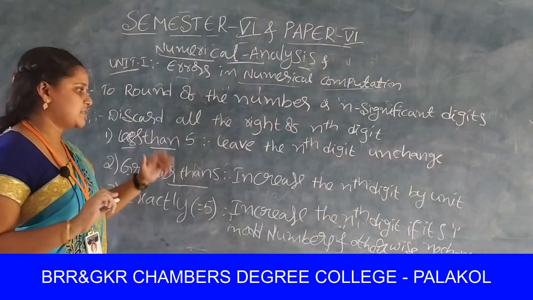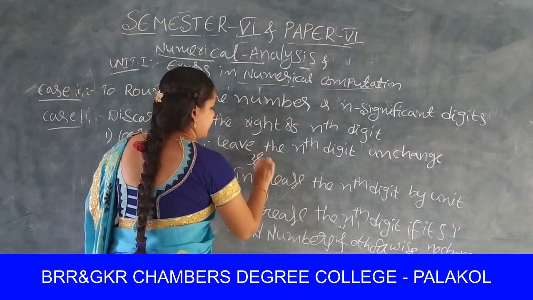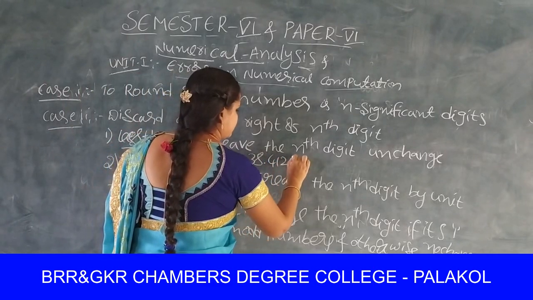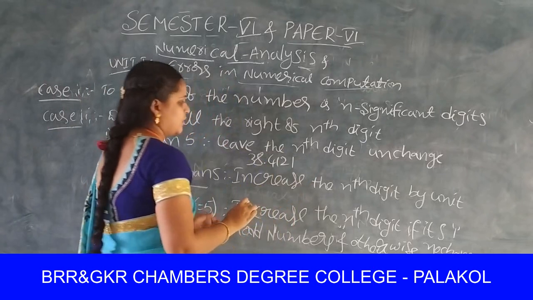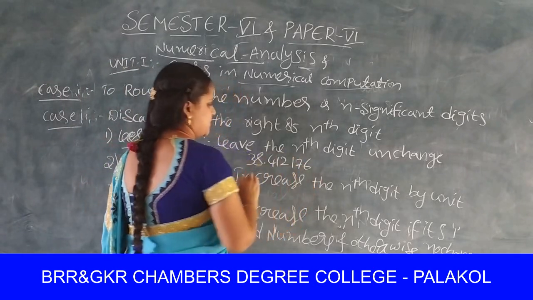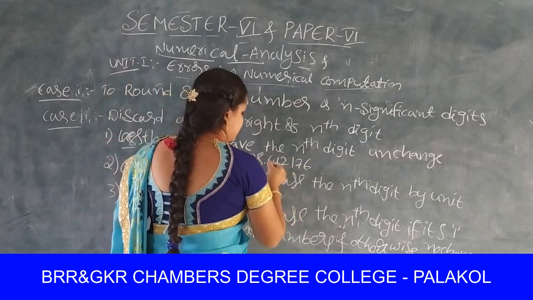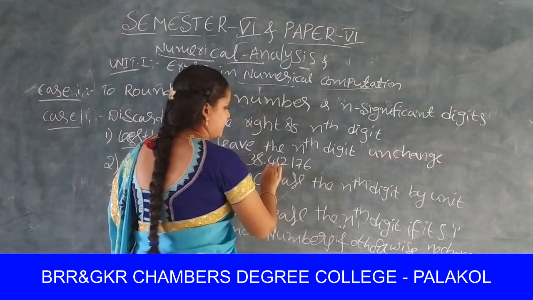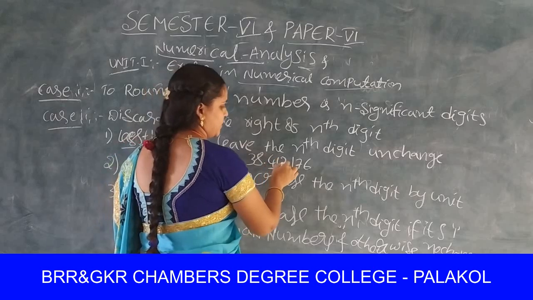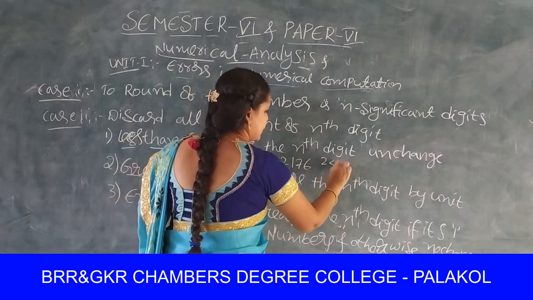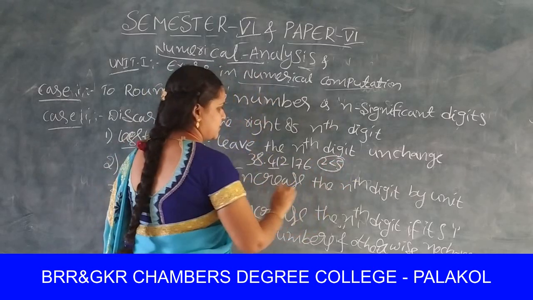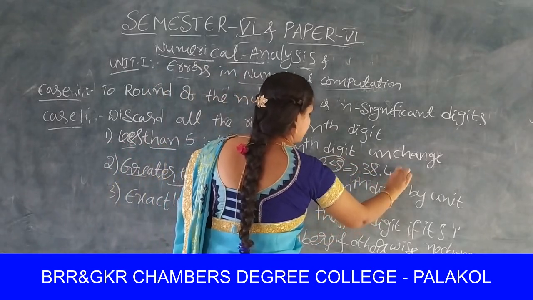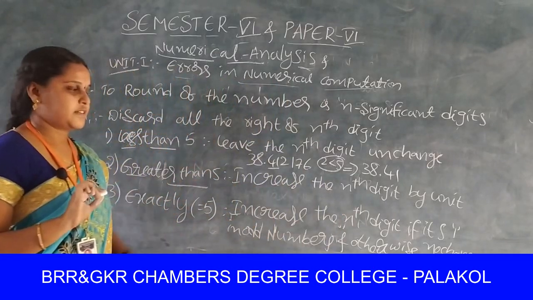So, for example, less than 5: 38.412 with two decimals. Two decimals means 38.41, and the next digit 2 is less than 5. This is a no change. The rounded number is 38.41, which is the first case.